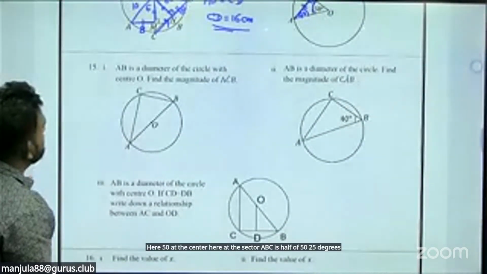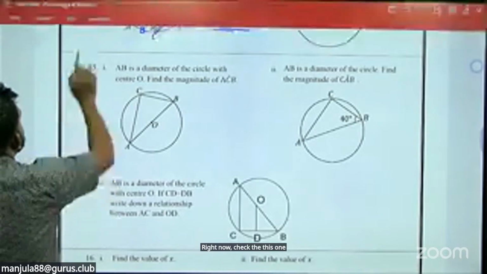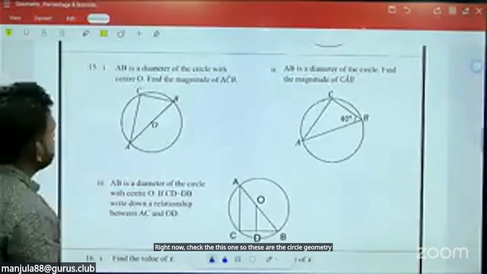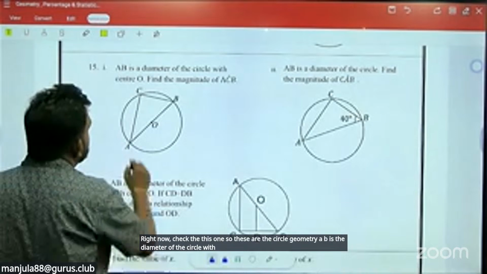Right, now check this one. So these are the circle geometry. AB is the diameter of the circle with center O. Find the magnitude of ACB.